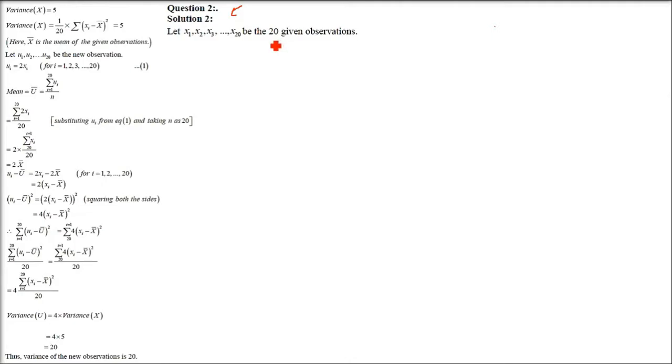And variance is given for 20 observations. If each observation is multiplied by 2, then we have to find the variance of the resulting observations. This is an NCERT question. So before answering this question, which you see here with the solution as well, let me tell you the concept.